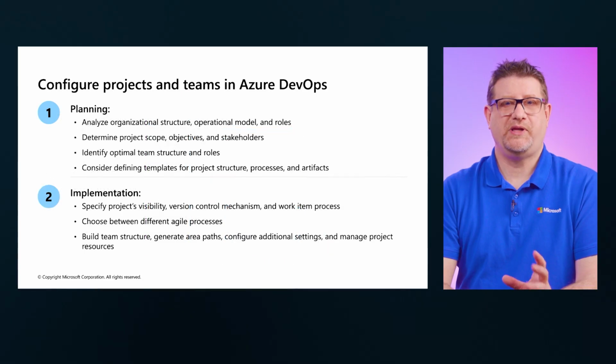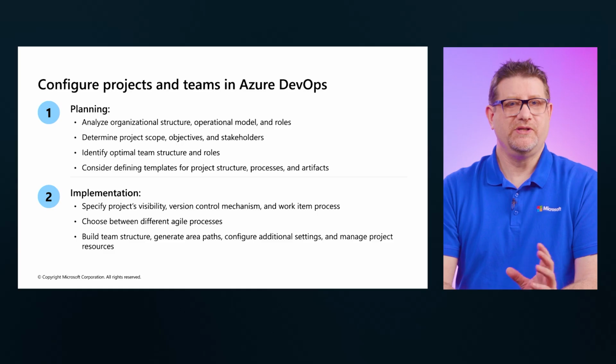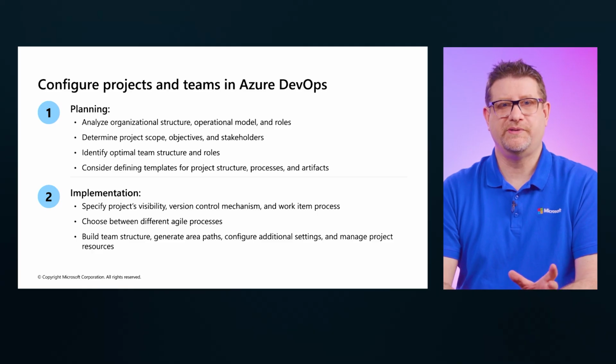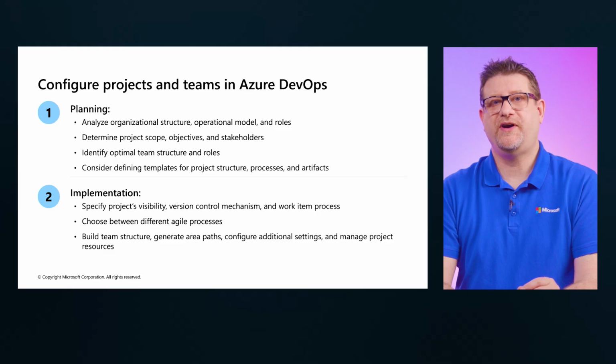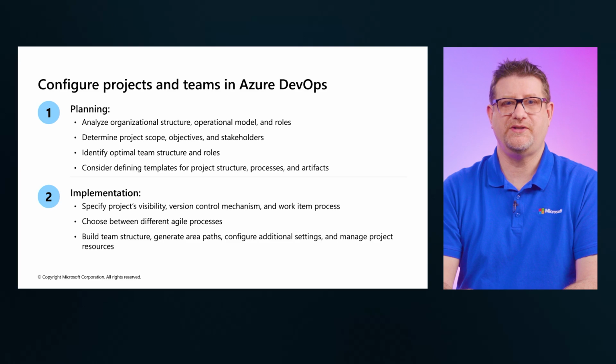Here are some key steps for planning and implementing projects and teams within Azure DevOps. During the planning phase, organizations analyze their structure, operational models, and the roles to determine the project scope, objectives, and its stakeholders. It's important to identify the optimal team structure and roles and consider defined templates for project structure, processes, and artifacts to ensure consistency and efficiency.